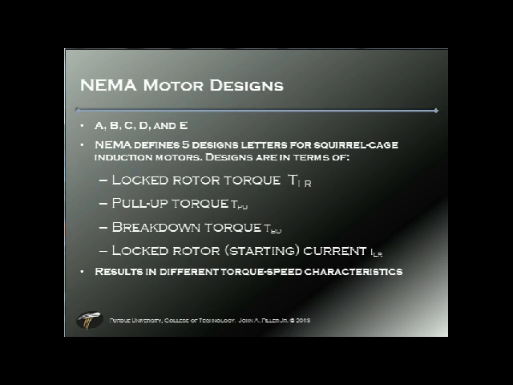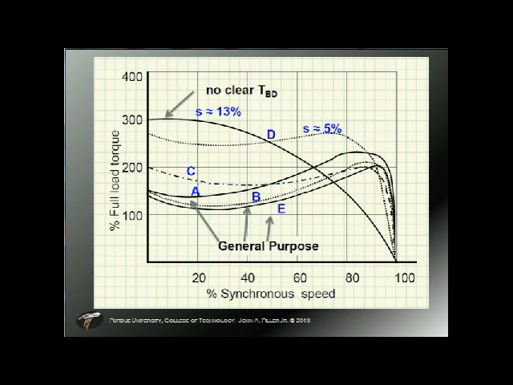NEMA has 5 different motor designs, A, B, C, D, and E. They're specifically for squirrel cage induction motors. They are designed in terms of locked rotor torque, pull-up torque, breakdown torque, locked rotor starting current. Basically what we're looking at here, each of the different types of motors, your general purpose are A, B, and E.